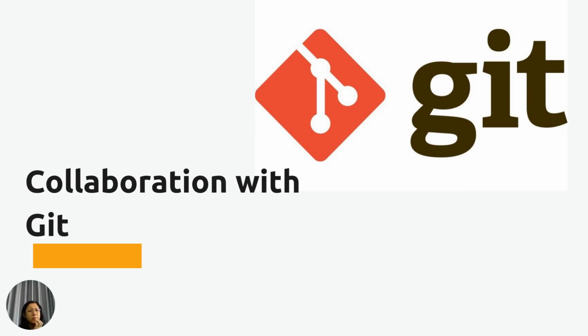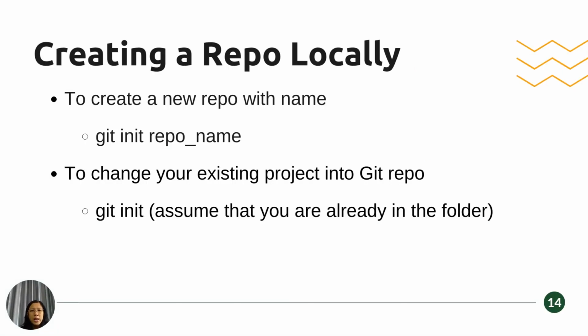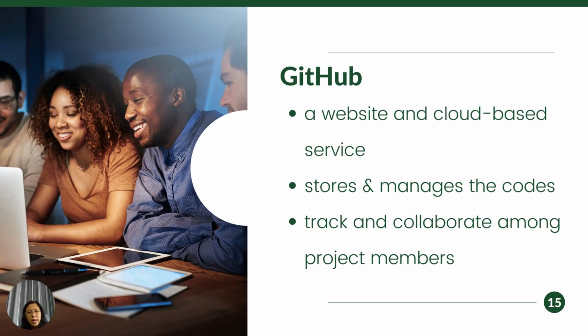Now, let's collaborate with Git. How do we collaborate? You have already learned how to create a local repo using git init. If you want to create a new repo with a new name, you put git init and then provide the repo name. Or if you want to convert the current folder into a git repo, you just put git init. And you also learned how to clone a repository from a cloud-based system.